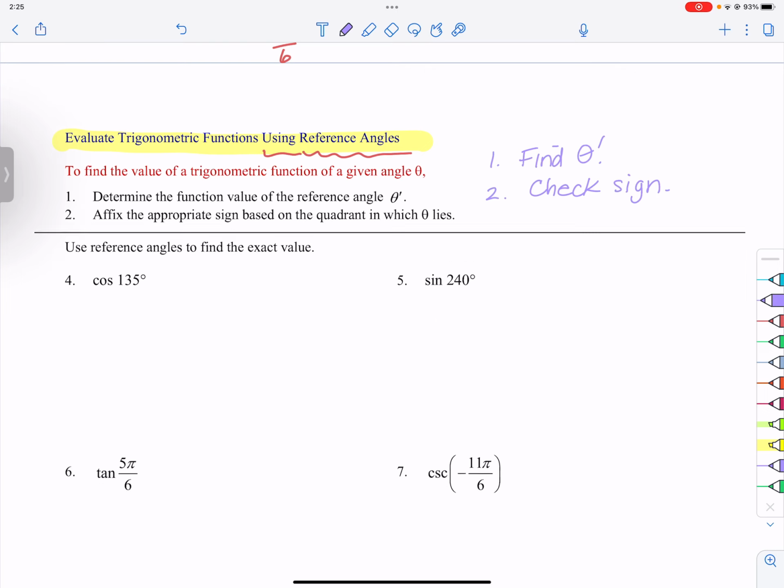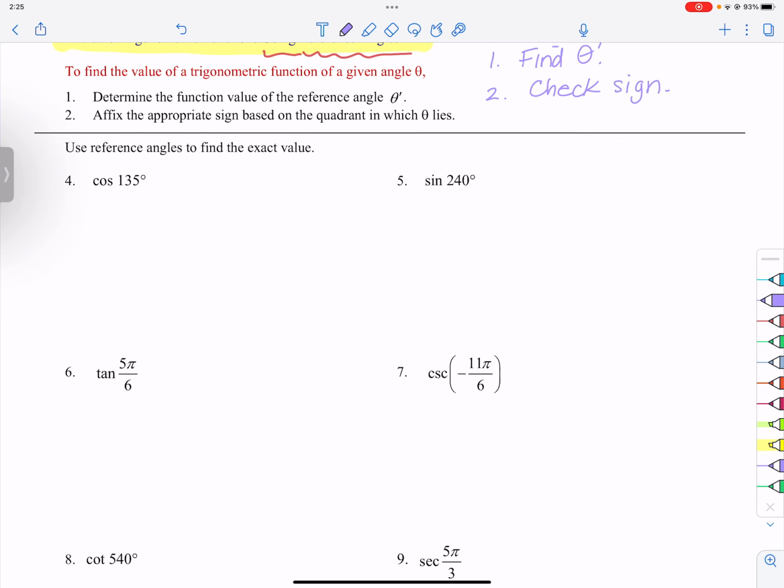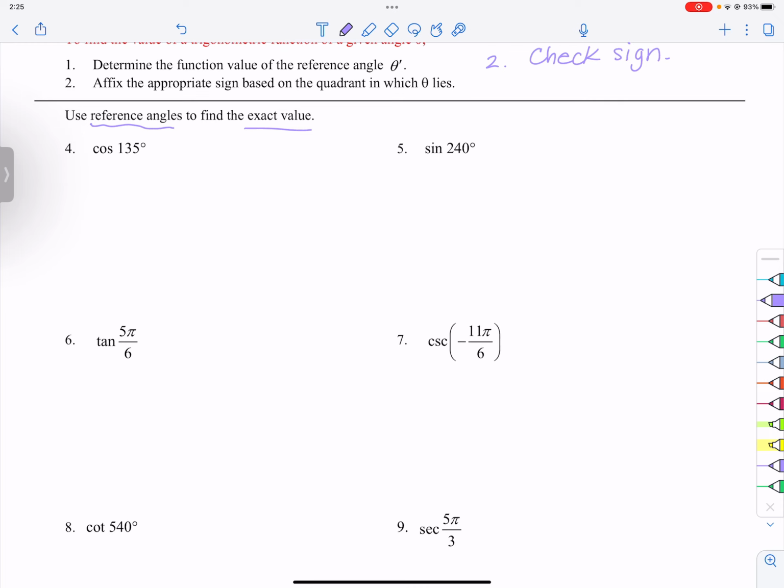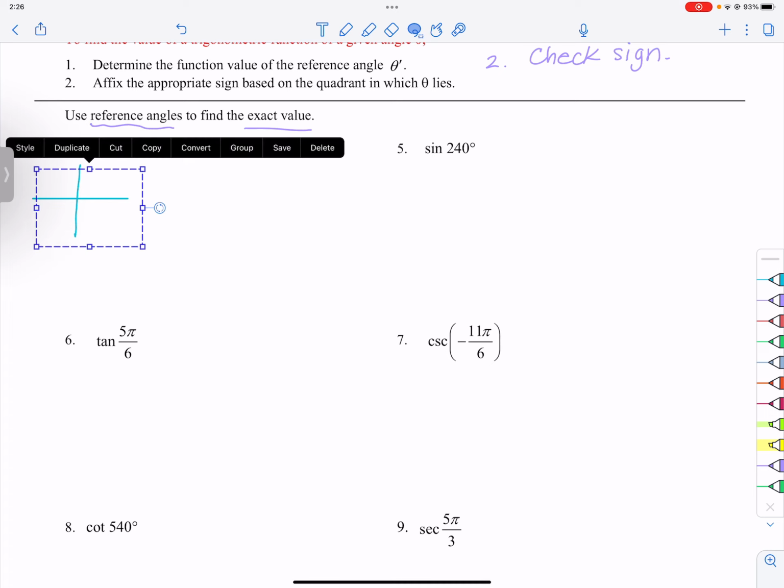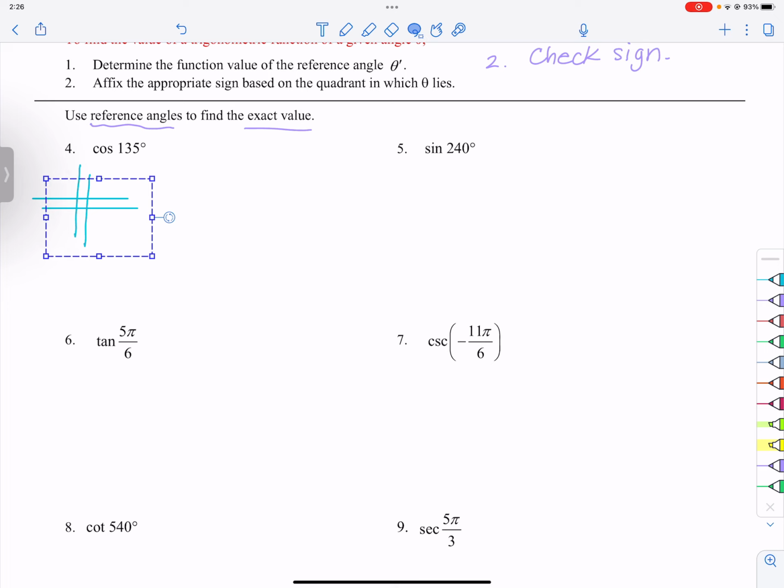So let's start with number 4. Use reference angles to find the exact value. So let's go ahead and begin with our sketch. And I'm just going to go ahead and make a few of these. And you can maybe be doing the same.